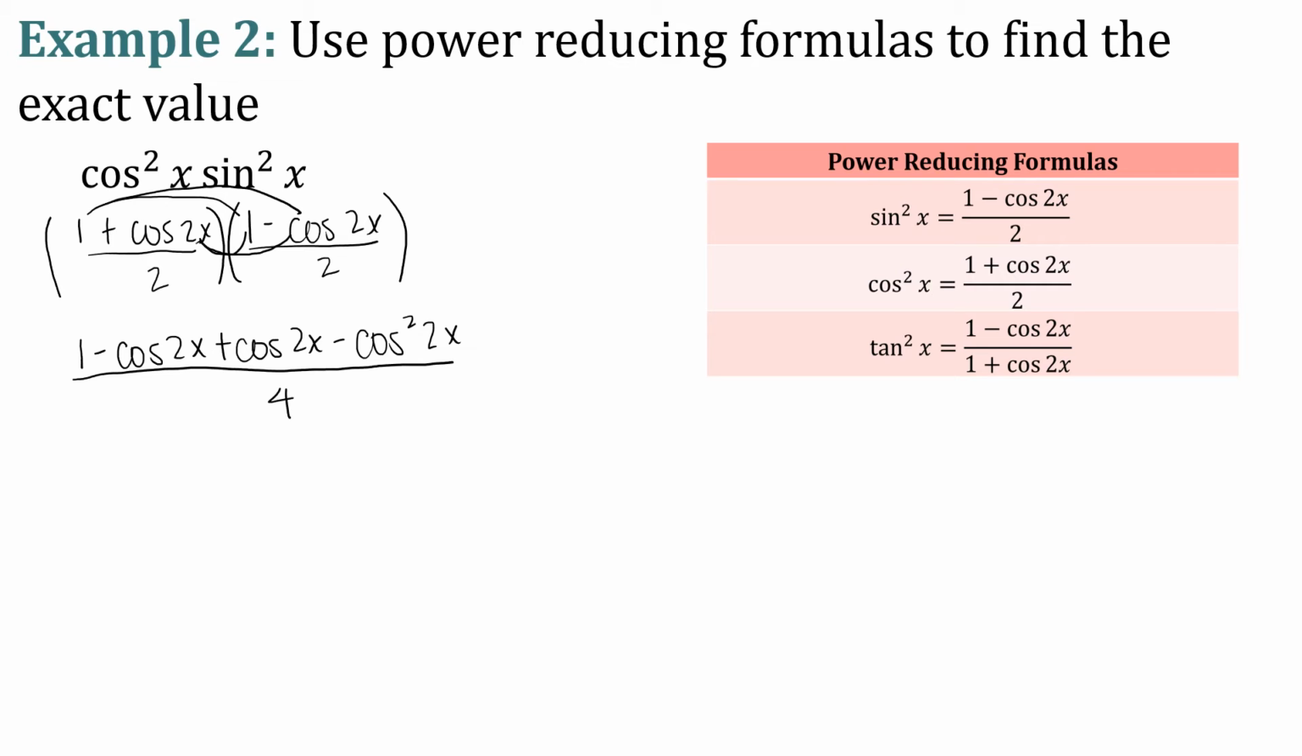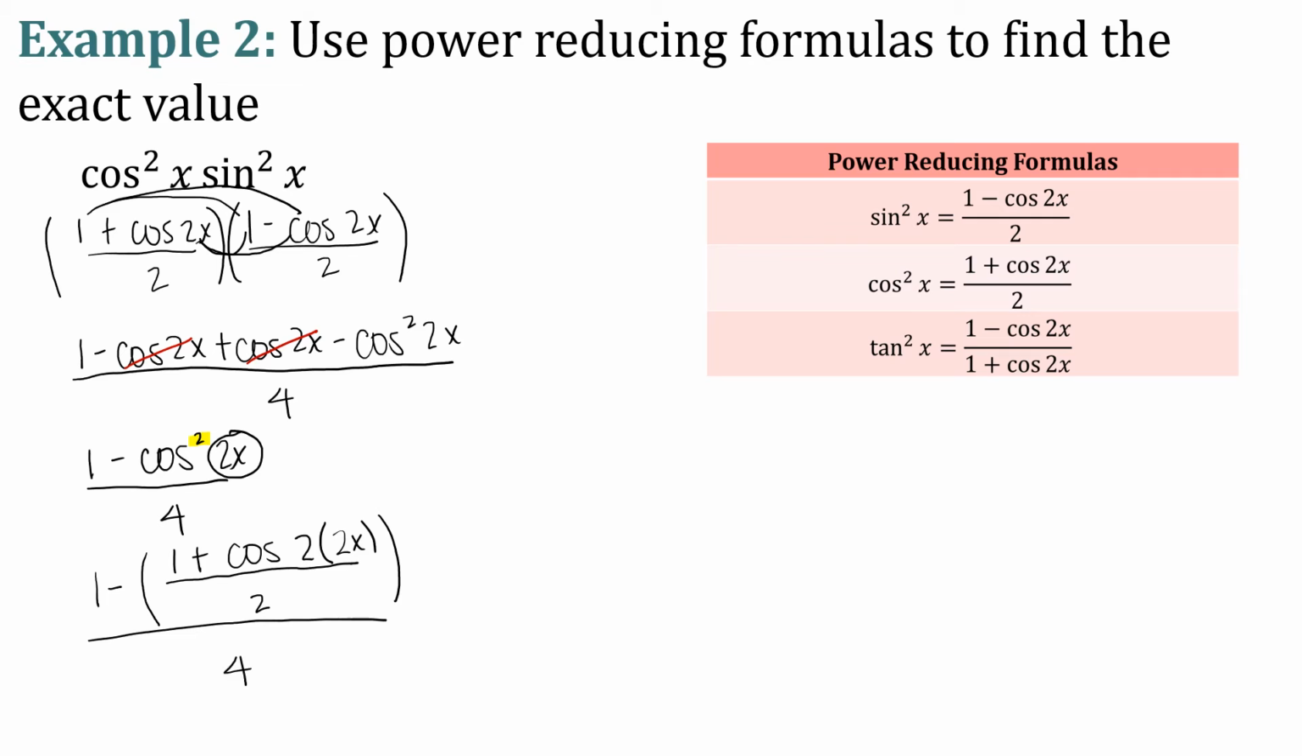So we see that our cosine of 2x's subtract out to 0. So we're left with 1 minus cosine squared of 2x all over 4. Now what I see is that once again I still have a squared, which means I need to apply the power reducing formulas again to get rid of that squared. So to do that, I'm going to use the cosine squared x formula, which is 1 plus cosine of 2x, where our x is 2x, all over 2, all over 4. We'll put parentheses around it.